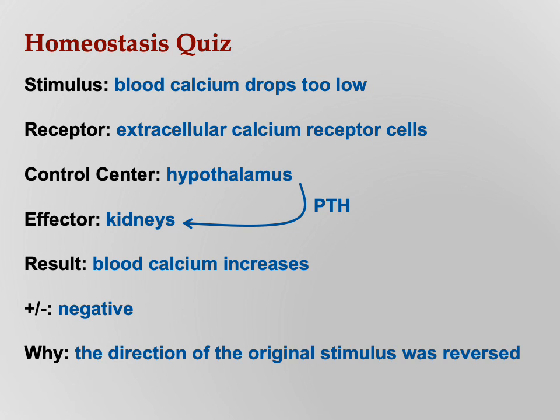We started by going down. We ended by going up. If it were a positive feedback loop, it would enhance the original stimulus. It would exaggerate it. It would go more in the same direction. So make sure to tell me that when I ask why you said positive or negative.